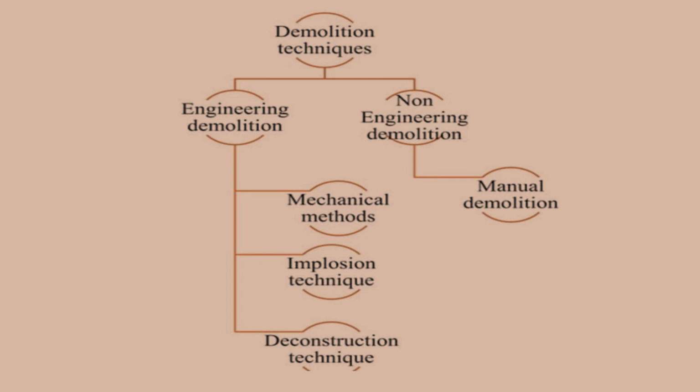Demolition techniques are of two types, engineering demolition and non-engineering demolition. Engineering demolition also has three types. The first one is the mechanical method, the implosion method and the deconstruction technique, and the other, non-engineering demolition, has only one type, that is manual demolition.